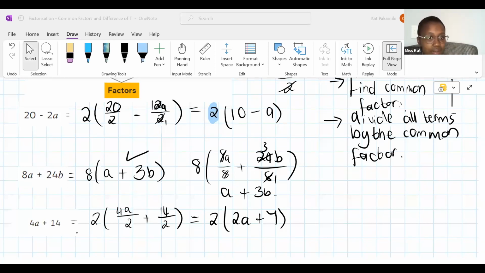Okay, guys. So you literally just find a common factor and then you divide all your terms in the brackets with that common factor, or all your terms in the algebraic expression.